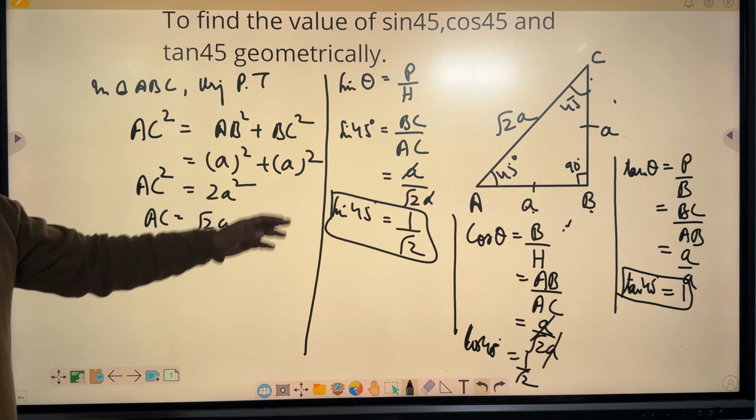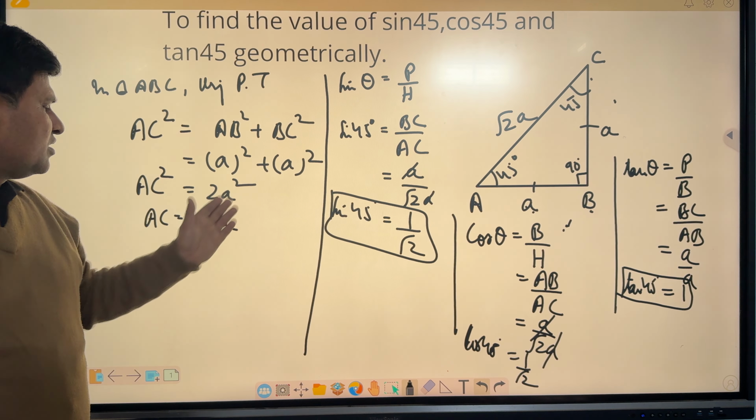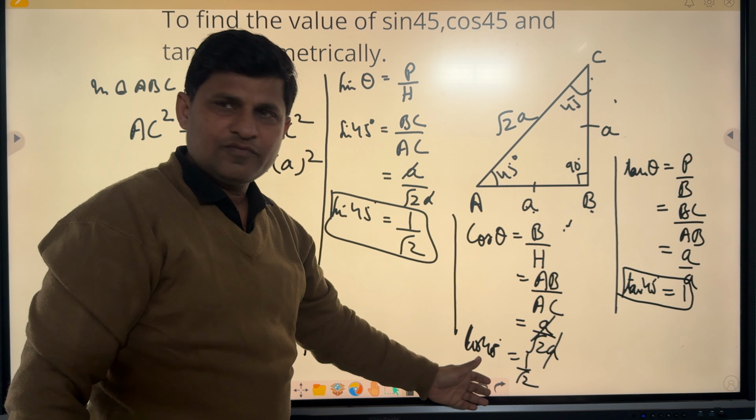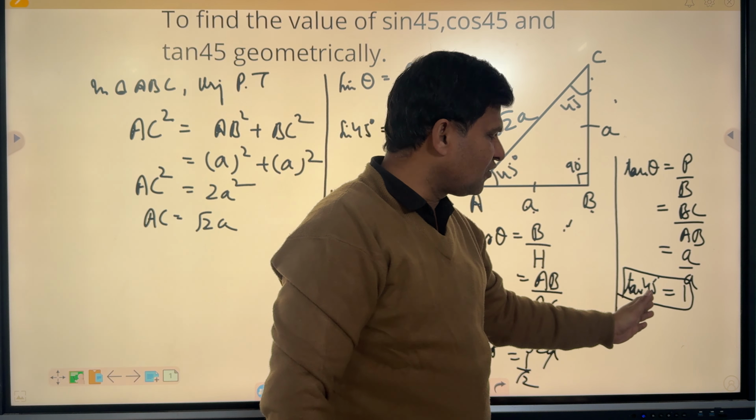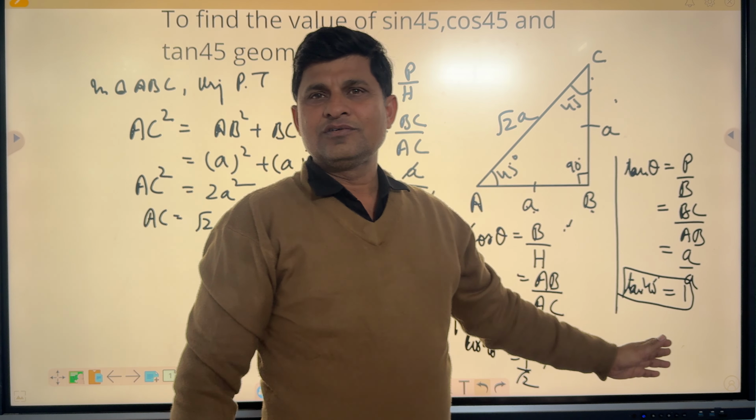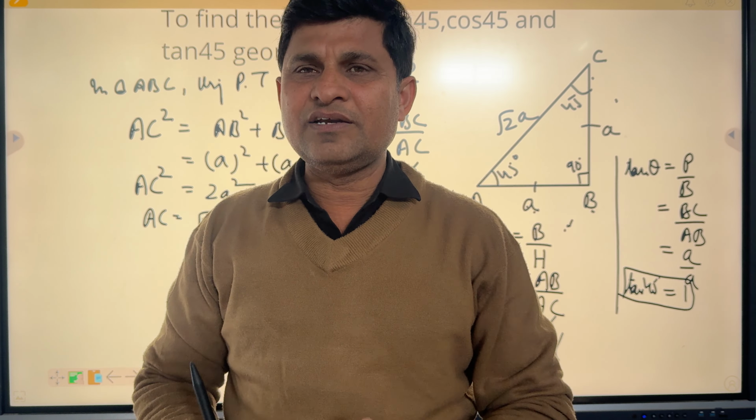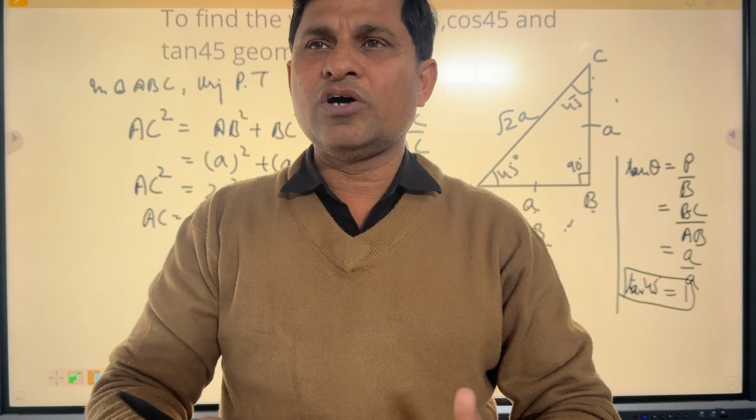So here you get the value of sin 45, 1 upon root 2, cos 45, again 1 upon root 2, and tan 45 is 1. So this is how you can find the value of sin, cos, tan geometrically.